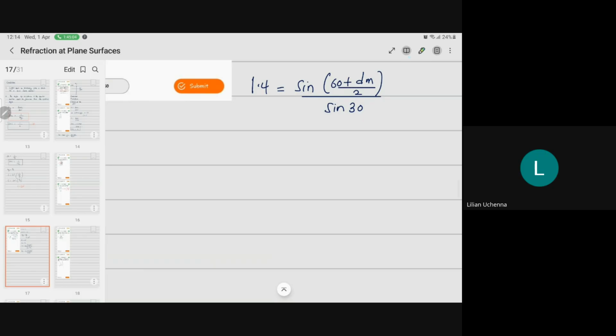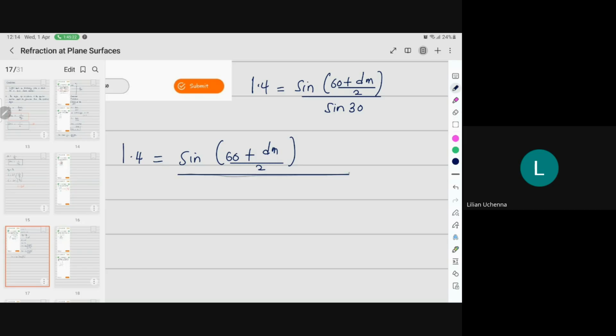So now sine 30. So I'm going to have that 1.4 will be equal to what? Sine, open bracket, 60 plus dm, all divided by 2, close brackets, all over what? Sorry, I'm rushing. I want to cover more questions. This is 0.5. So 1.4 times 0.5 is equal to sine, open bracket, 60 plus dm, all over 2.